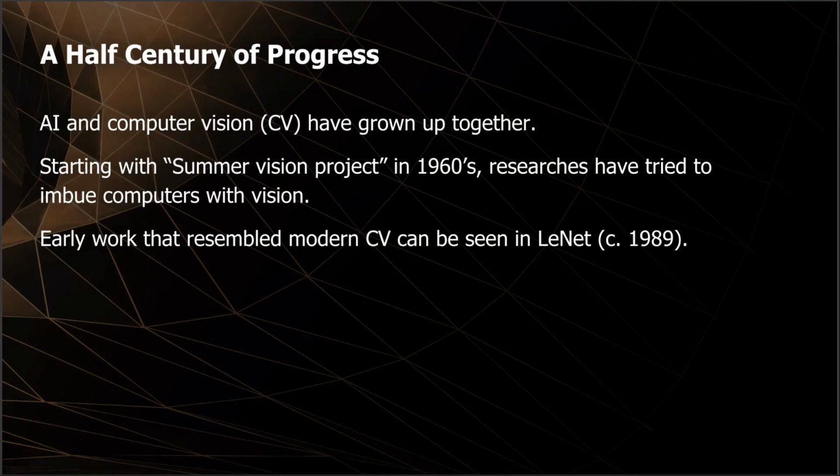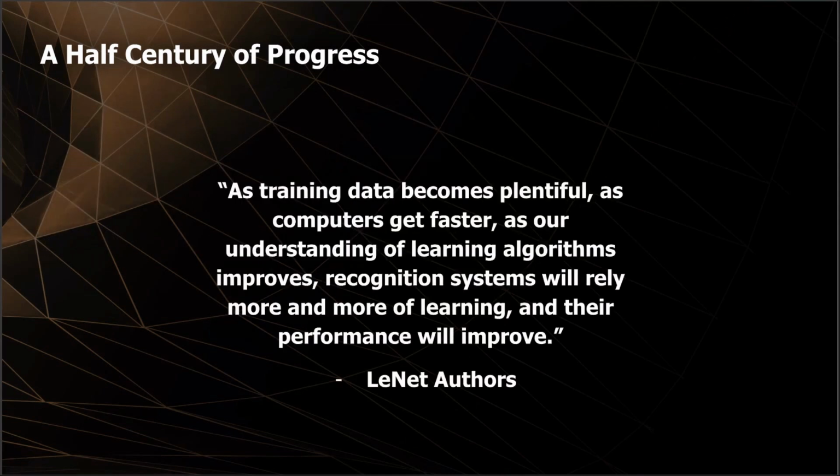One interesting point here, there was a quote in this paper, and I'll read it out here. "As training data becomes plentiful, as computers get faster, as our understanding of learning algorithms improves, recognition systems will rely more and more on learning, and their performance will improve." So already back in 1989, we're seeing this learning process, this artificial intelligence, creeping into computer vision in a big way.